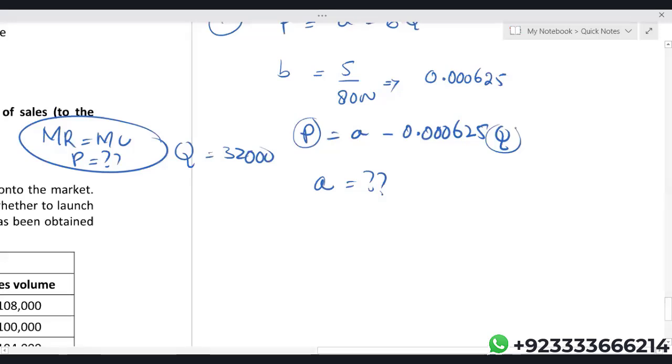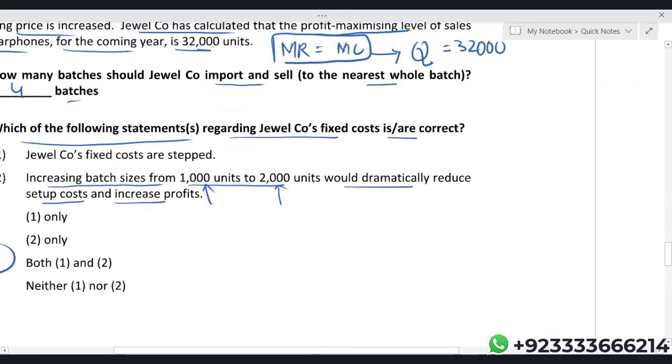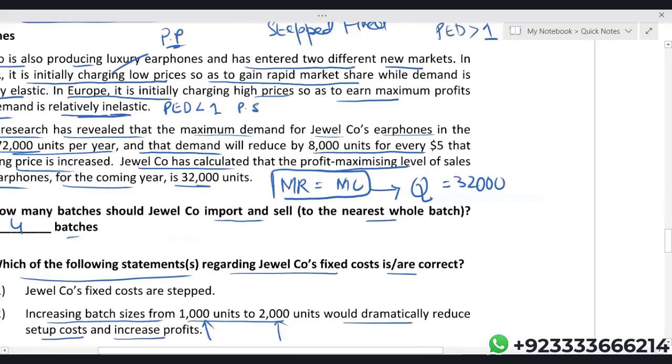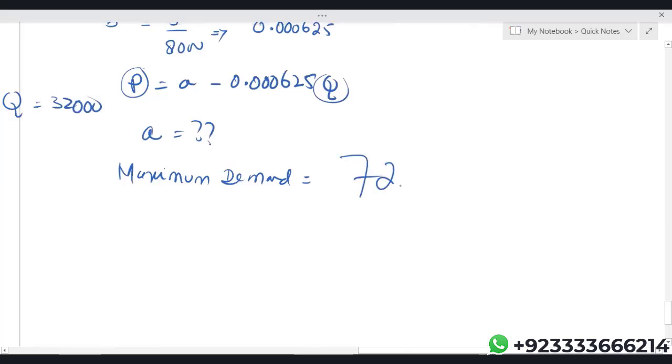Now in this question, the examiner has not straightforwardly given us any relationship, but one relationship is still there. The question says the maximum demand. Market research has revealed that the maximum demand for jewel earphone is 72,000 units per year. So the maximum demand means it cannot be more than that. That is 72,000.